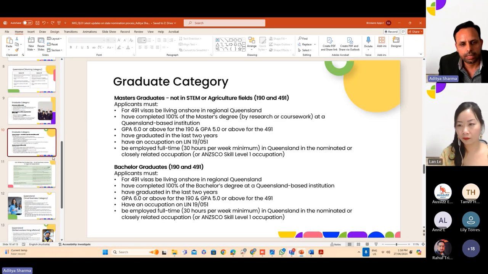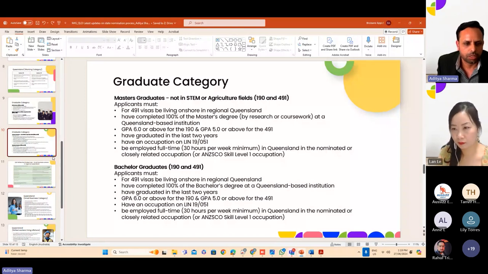It's an underrated privilege for Queensland graduates, which I believe not all migration agents would tell them. But yes, if you are one of those candidates, you can apply for this category and you will be given the priority.